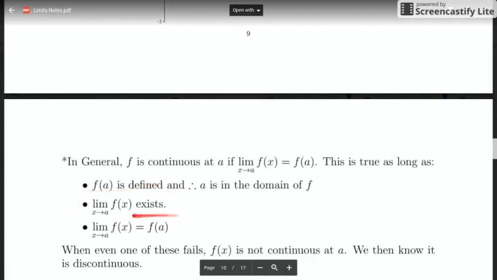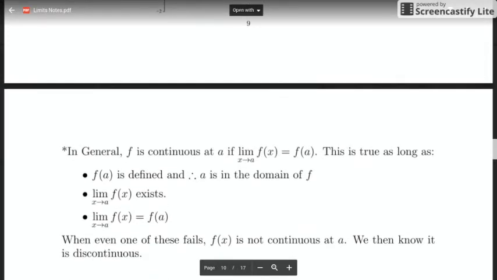The limit has to exist, okay? So bear in mind, it is possible for a limit to exist and the function to not be there. And I'll draw a picture of that in just a second here. And then lastly, that limit has to be the same as that particular function value, okay? When just one of those things fails, the function is not continuous at a, so we know that's discontinuous.